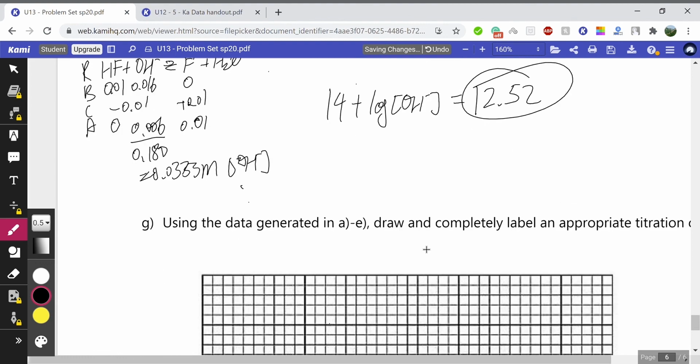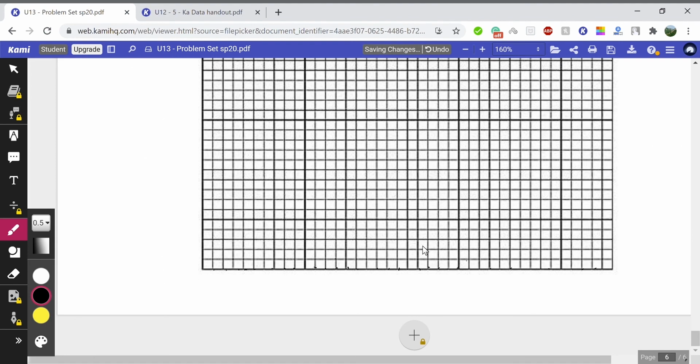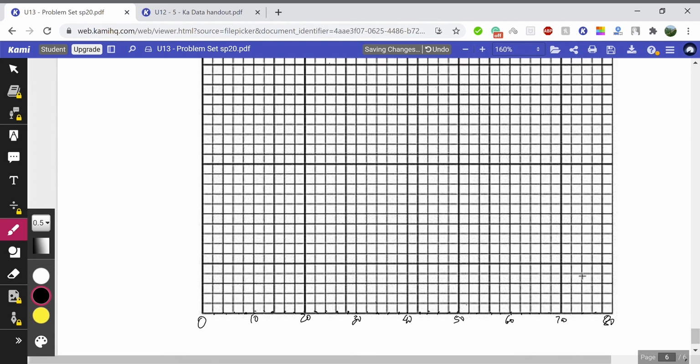Okay, now we have to use all of them and graph it. So over here, our total is 80, so the end of the axis is going to be 80, and this will be 0 over here. We'll mark the volume by 2, 4, 6, 8, 10, and our pH, we're going to count by 2s. So 1, 2, 3.